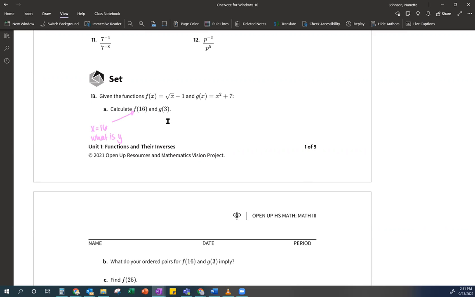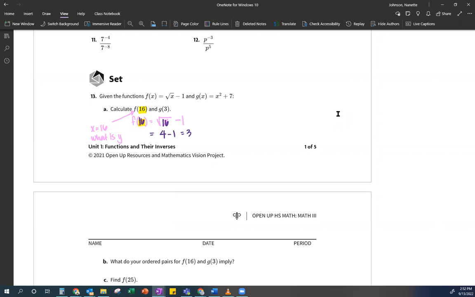So I'm going to copy f of x, and see how here they want 16 instead of x. So I'm going to put 16 there. I'm literally going to substitute it. If I was being really sloppy, I'd put a 16 right on top of the x. That's what substitution is. So the square root of 16 is 4, take away 1 is now 3.